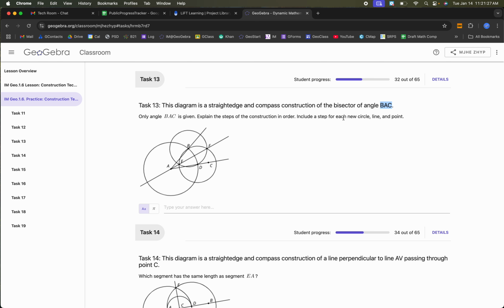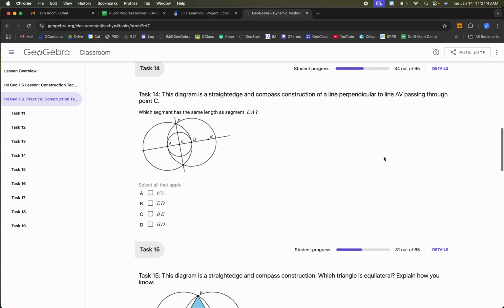So anytime that you tell me you're going to make a circle, I'm going to need two pieces of information. I need to know what the center is, and I need to know what the radius is. So be sure to tell me those things. Pause the video, answer the question.